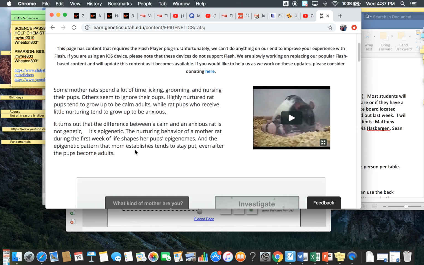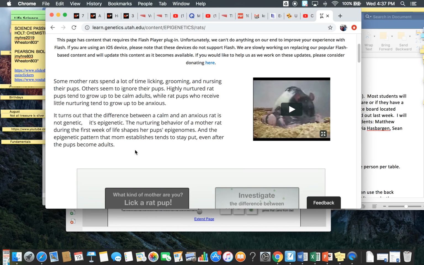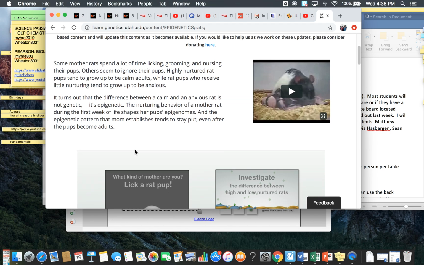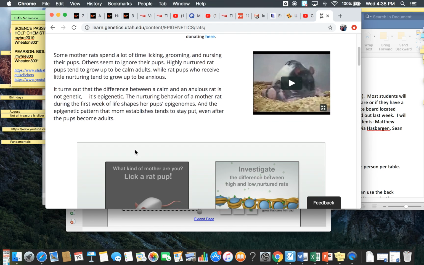So it says, some mother rats spend a lot of time licking, grooming, and nursing their pups. Others seem to ignore their pups. Highly nurtured rat pups tend to grow up to be calm adults, while rat pups who receive little nurturing tend to grow up to be anxious. It turns out that the difference between a calm and an anxious rat is not genetic, it's epigenetic, which means it's above genetics. The nurturing behavior of a mother rat during the first week of life shapes her pup's epigenomes, and the epigenetic pattern that mom establishes tends to stay put even after the pups become adults.